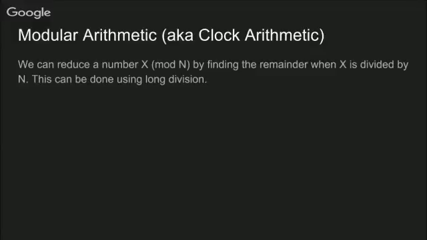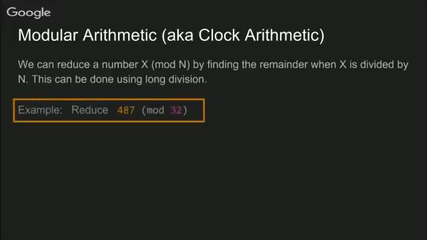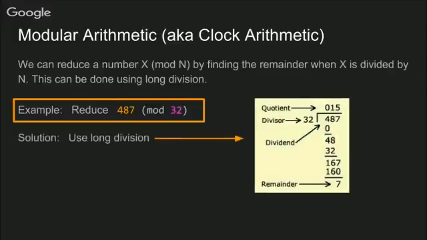We reduce a number x mod n by finding the remainder when x is divided by n. And here's an example problem. Reduce 487 mod 32. To solve this problem, we can just use long division. And here's the work.